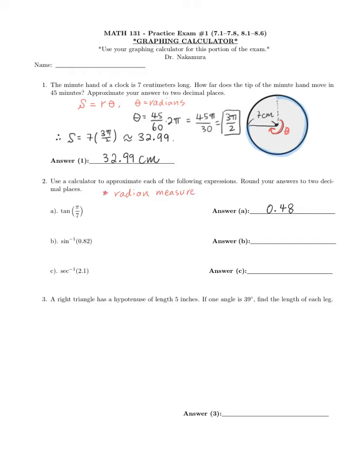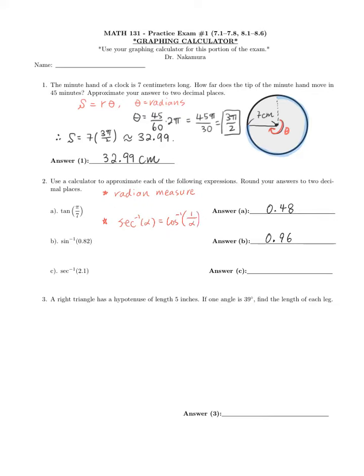Okay, now let's go with sine inverse of 0.82, and I got 0.96. And let's go with the next one, secant inverse of 2.1. Again, you're not going to see that button on your calculator, so you're going to have to memorize the formula for it. So let me just write down, maybe over here, memorize that. Let me go with secant inverse of alpha. This is cosine inverse of 1 over alpha.